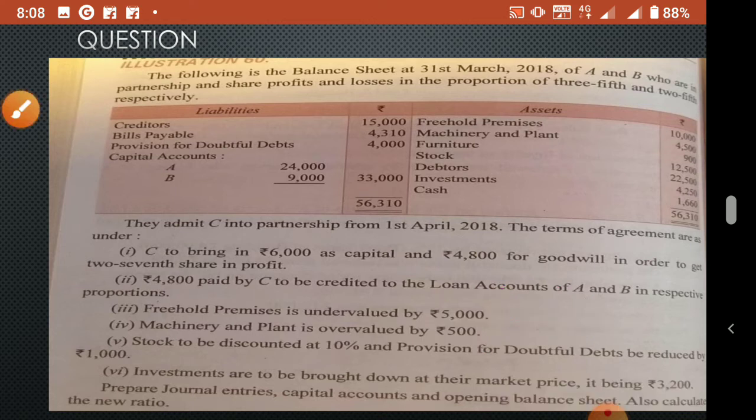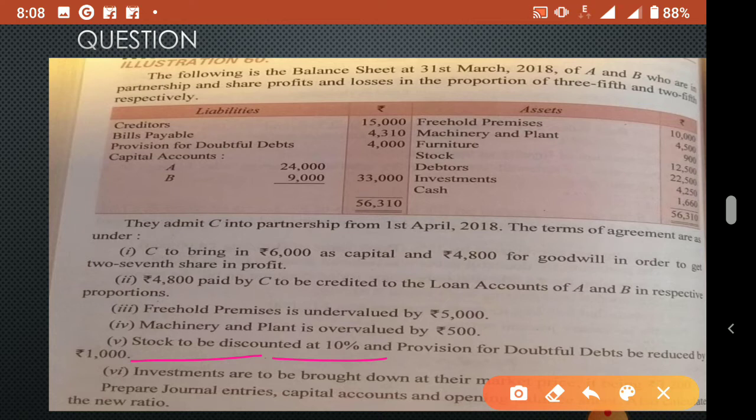Now stock to be discounted 10%. Stock discount means a decrease only, so a decrease in the asset. You see what item they are saying. If that item belongs to the asset side, then it is a decrease in the asset or an increase in the asset.